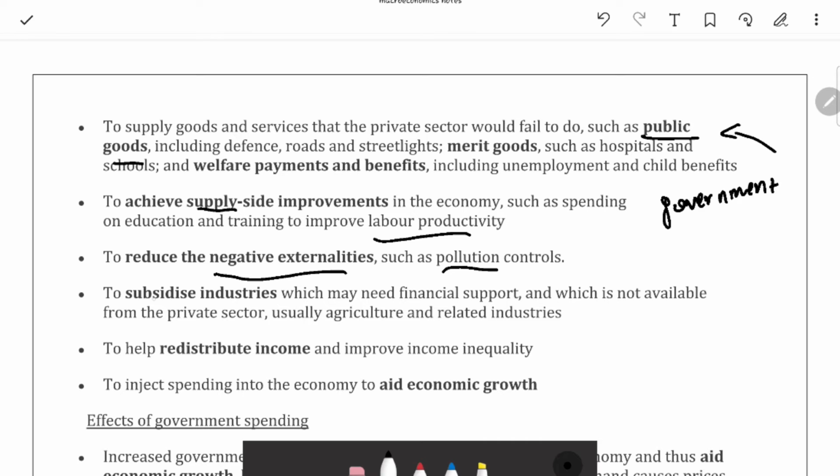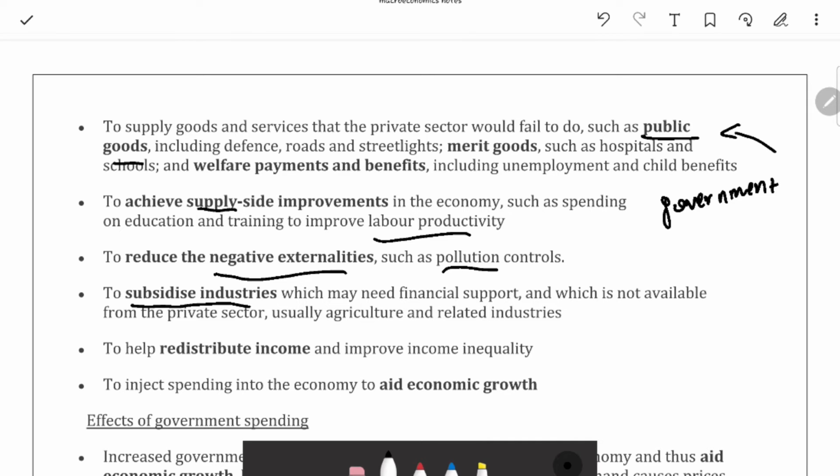The next one is to subsidize industries. A subsidy is simply a financial grant that is given to the business so that you can have a lower cost of production and promote the good they're selling. Okay, maybe if it's agriculture, for example, and you want to promote agriculture, the government would provide subsidies to this industry so that there can be more vegetables, for example, in the economy, which is a merit good, okay, because it's a healthy food and they want to promote healthy food in the economy.